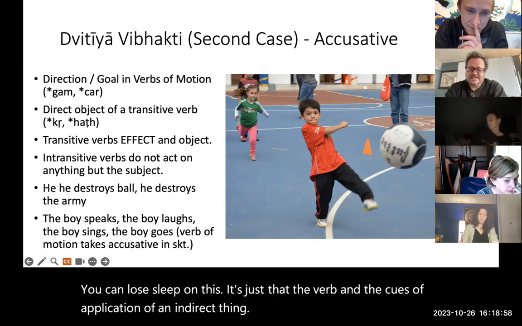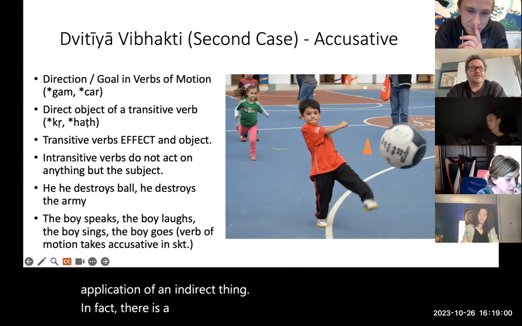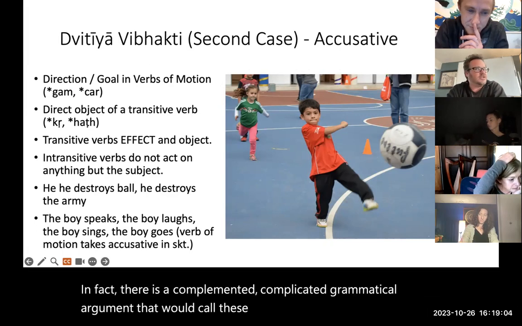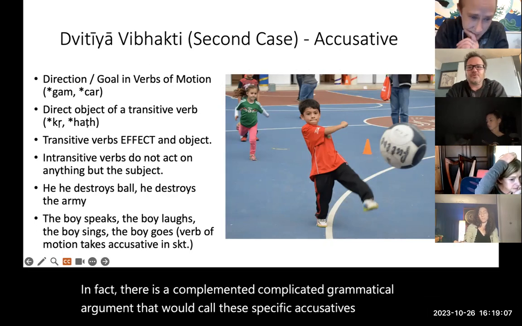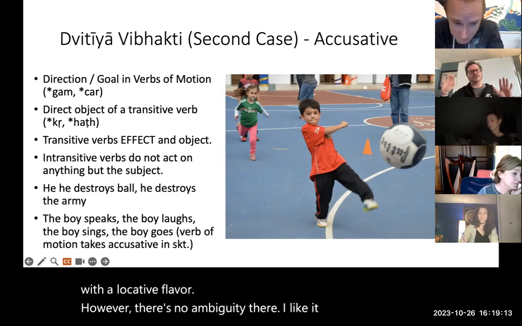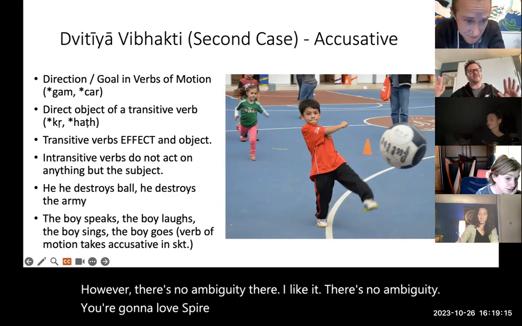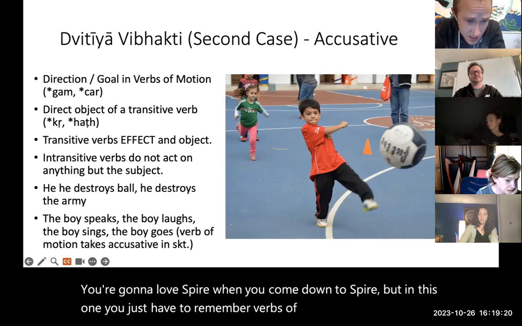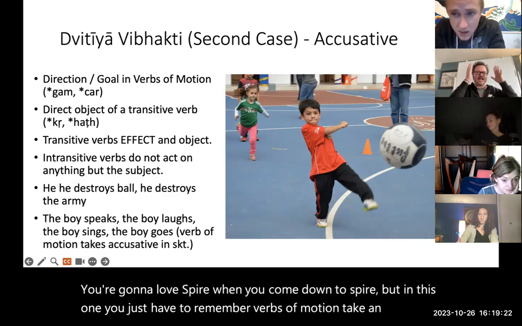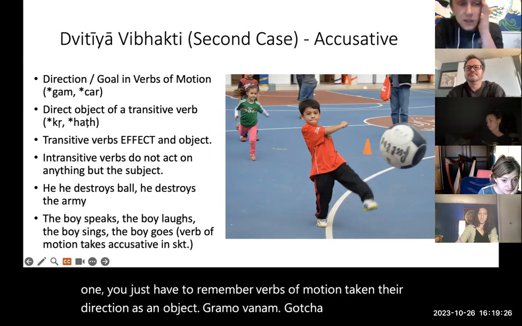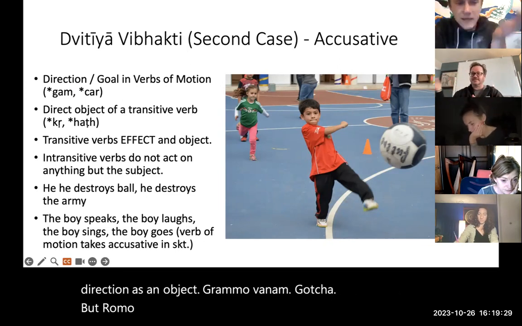In fact, there is a complicated grammatical argument that would call these specific accusatives an accusative with a locative flavor. However, there's no ambiguity. Okay, I like it. There's no ambiguity. You're going to love Spire when you come down to Spire. But in this one, you just have to remember verbs of motion take their direction as an object. Rāma vanam.